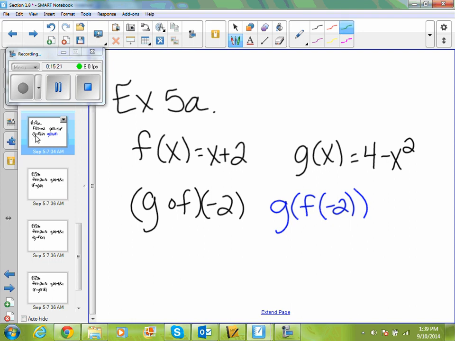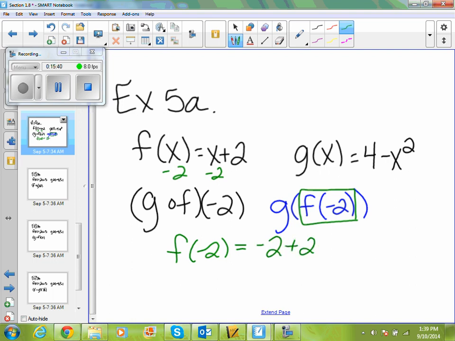Okay, so we're going to start by finding this inside part, f of -2. So f of -2 means that I'm plugging in -2 everywhere that I see an x. So then I would end up with -2 plus 2, and -2 plus 2 would give me 0. So f of -2 is 0.